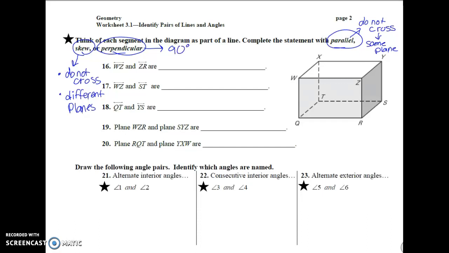So go through those questions, trace out your shapes, and you're looking for things that do not intersect on the same plane, do not intersect on different planes, or are 90 degrees to each other.